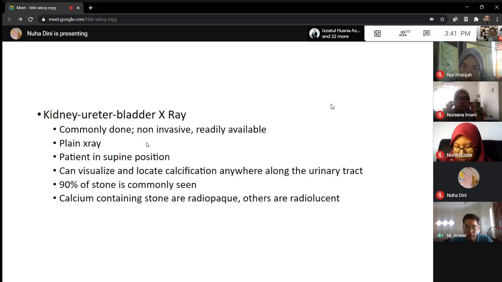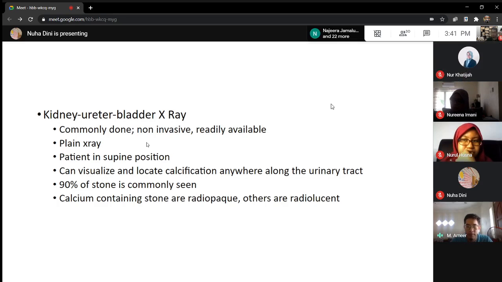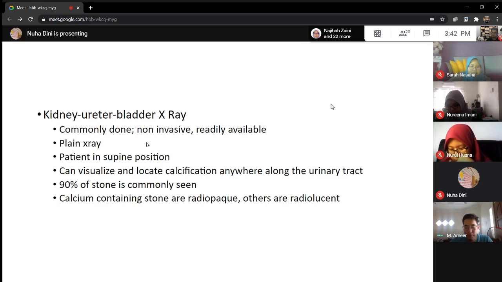And usually the stone can be seen. Most of the time, calcium stones can be seen through the KUB X-ray, because like my friend explained, calcium stones are radio-opaque. Okay, next.